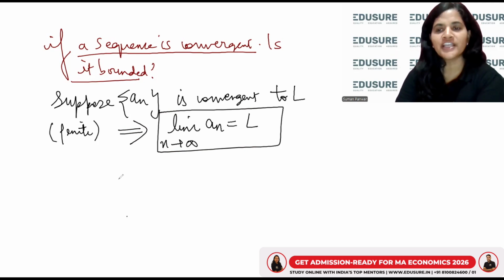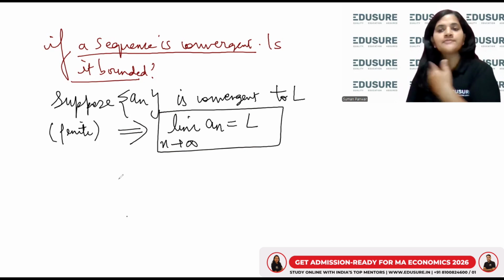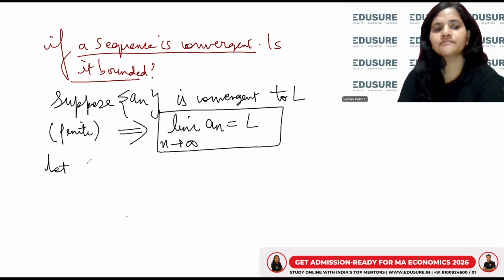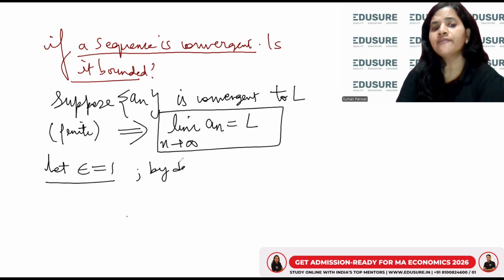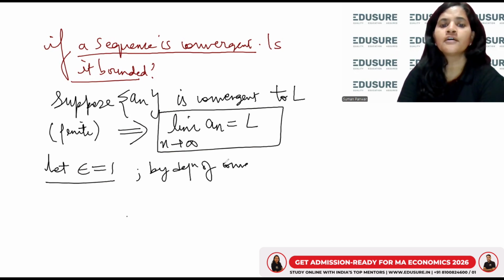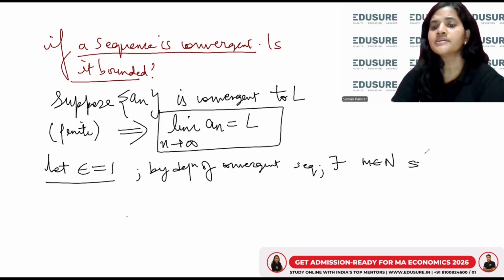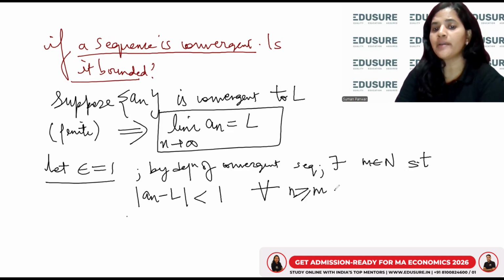So let us choose an epsilon, fix an epsilon. The epsilon can be of your choice. Let me take epsilon to be 1. You can take epsilon to be anything. So let epsilon be equal to 1. By definition of a convergent sequence, there exists a natural number m such that mod a_n minus L is less than 1 for all n greater than or equal to m.